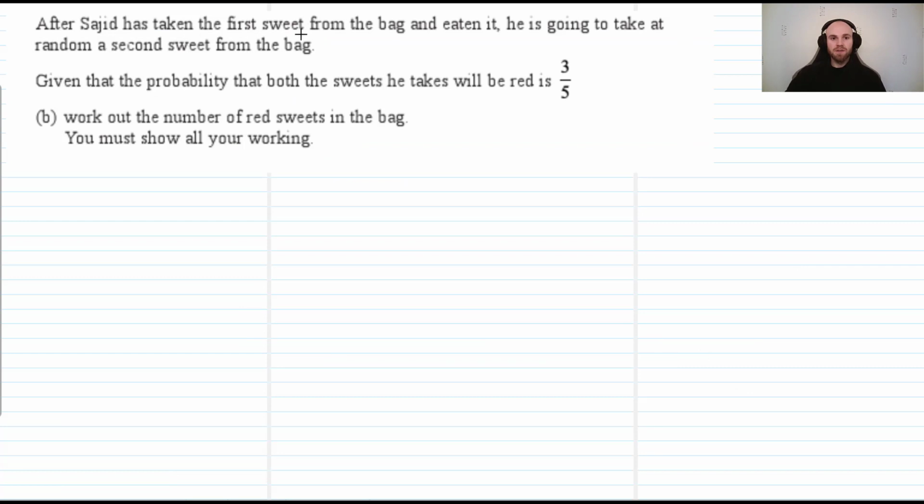After Sajid has taken the first sweet from the bag and eaten it, he is going to take at random a second sweet from the bag. Given that the probability that both the sweets he takes will be red is 3 out of 5, part B, work out the number of red sweets in the bag. You must show all your working.